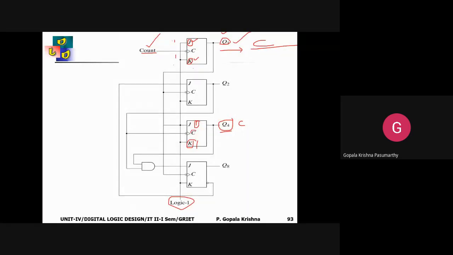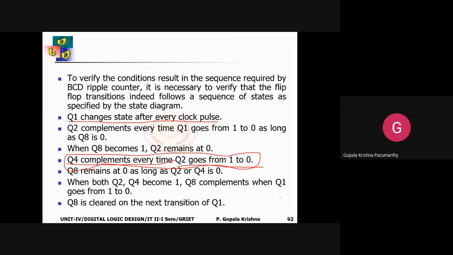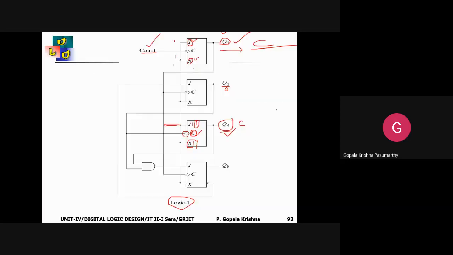The clock is connected to Q2. So if this clock needs to be active, Q2 needs to be 0, because there is a bubble before the negative edge triggered flip-flop. Means this flip-flop will be complemented. Both J is 1 and K is 1, means this flip-flop Q4 is ready to be complemented, waiting for clock. So the clock becomes active when Q2 is 0. That's what I wrote: when Q2 goes from 1 to 0, Q4 complements. Over.